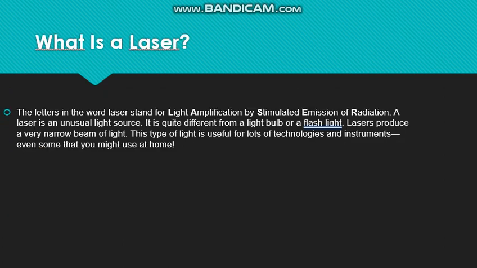What is a laser? The letters in the word laser stand for light amplification by stimulated emission of radiation. A laser is an unusual light source. It is quite different from a light bulb or a flashlight. Lasers produce a very narrow beam of light. This type of light is useful for lots of technologies and instruments, even some that you might use at home.